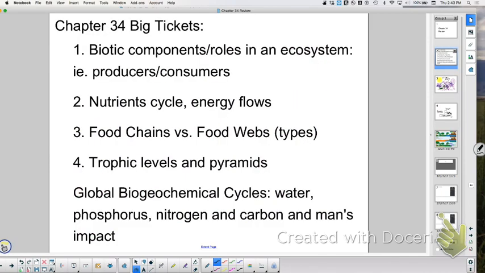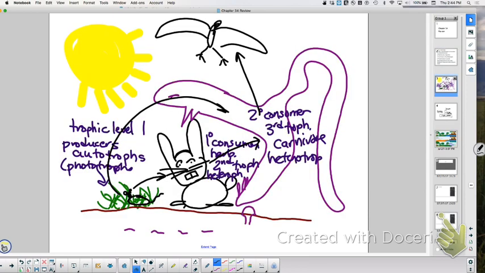Let's go back to our list. Biotic components, roles in an ecosystem, producers, consumers, we did that. Nutrient cycle and energy, what? Flows. We hit that. Food chains versus food webs, we did that. The only thing we didn't address, and we could do it here, is when you look at, let's see, something like that.